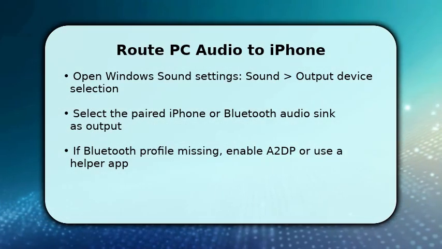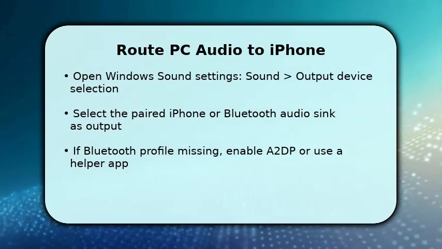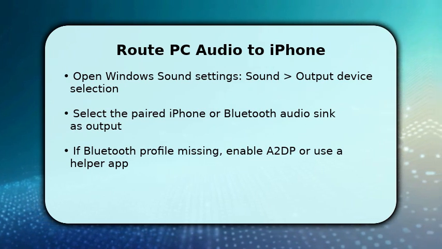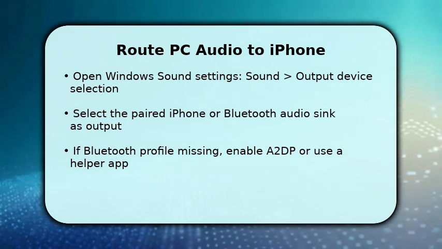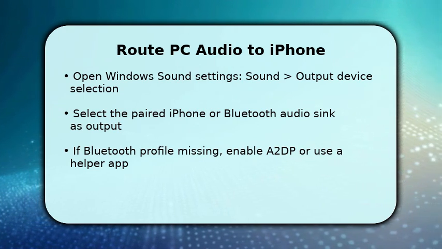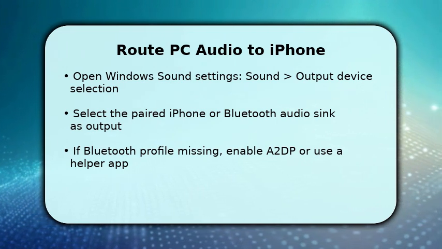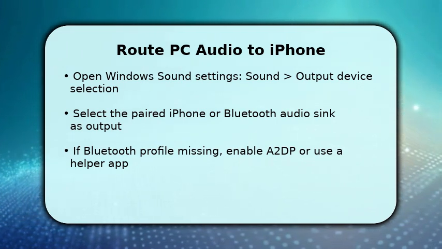Now you route PC audio to the iPhone. Open Windows Sound Settings and choose the paired iPhone as the output device. This switches system sound to the phone. If you don't see it, make sure the iPhone is connected with the Media Audio A2DP profile. Some adapters default to call audio only.